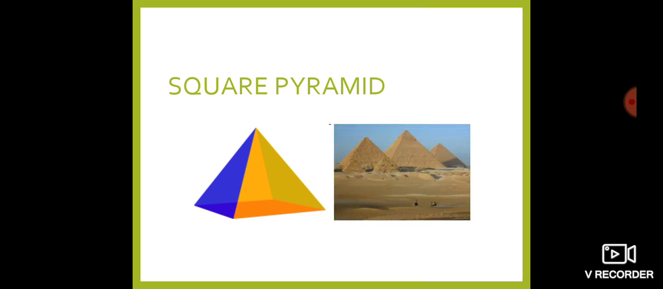This name is square pyramid. Square pyramid has a speciality. Square pyramid has a square base. One example, you can see these pyramids and all the other faces are triangular faces. The base is square. All the other faces are triangle shape.